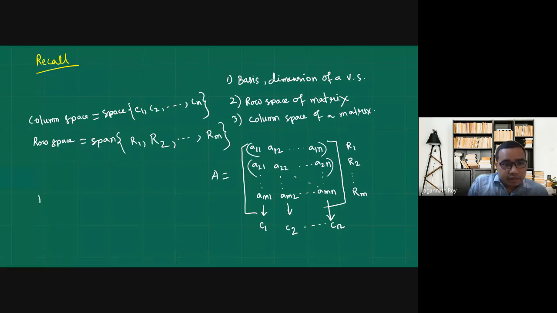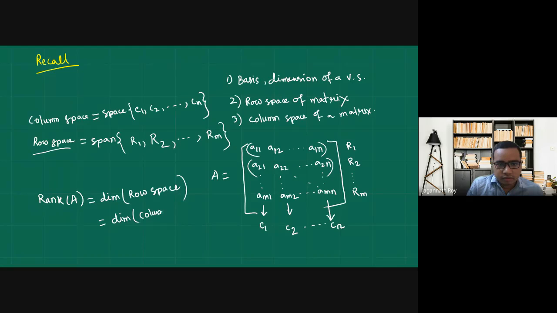The rank of the matrix A is the dimension of the row space, or the dimension of the column space. Now, this is not the only definition of rank of a matrix.